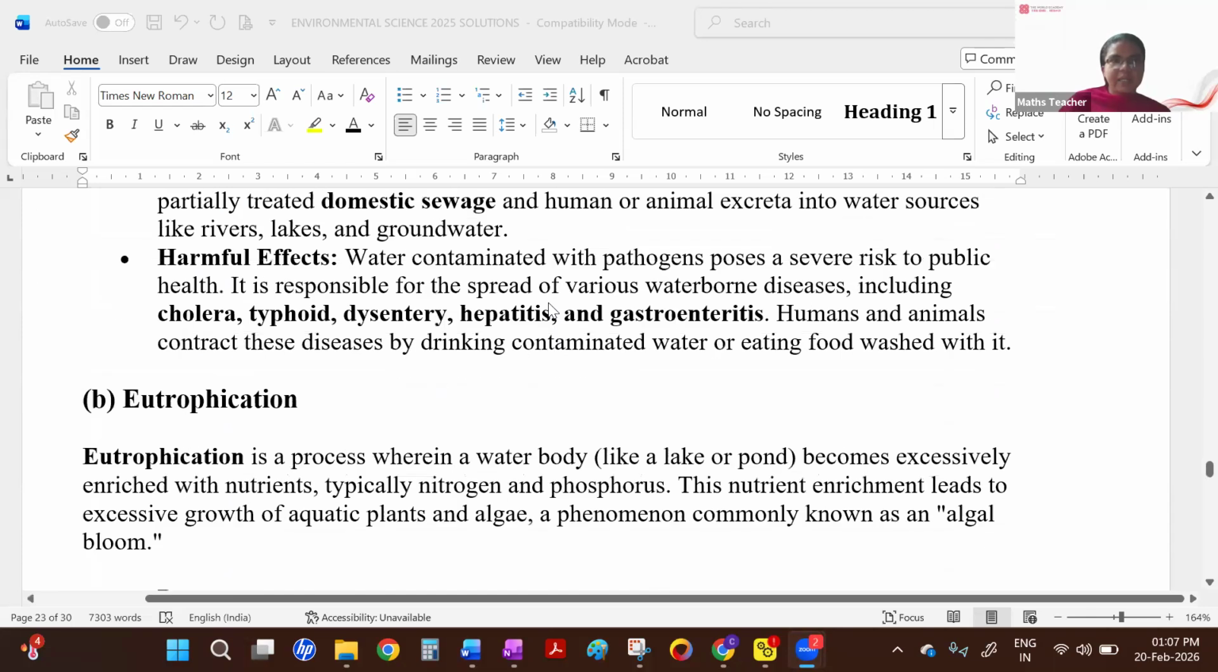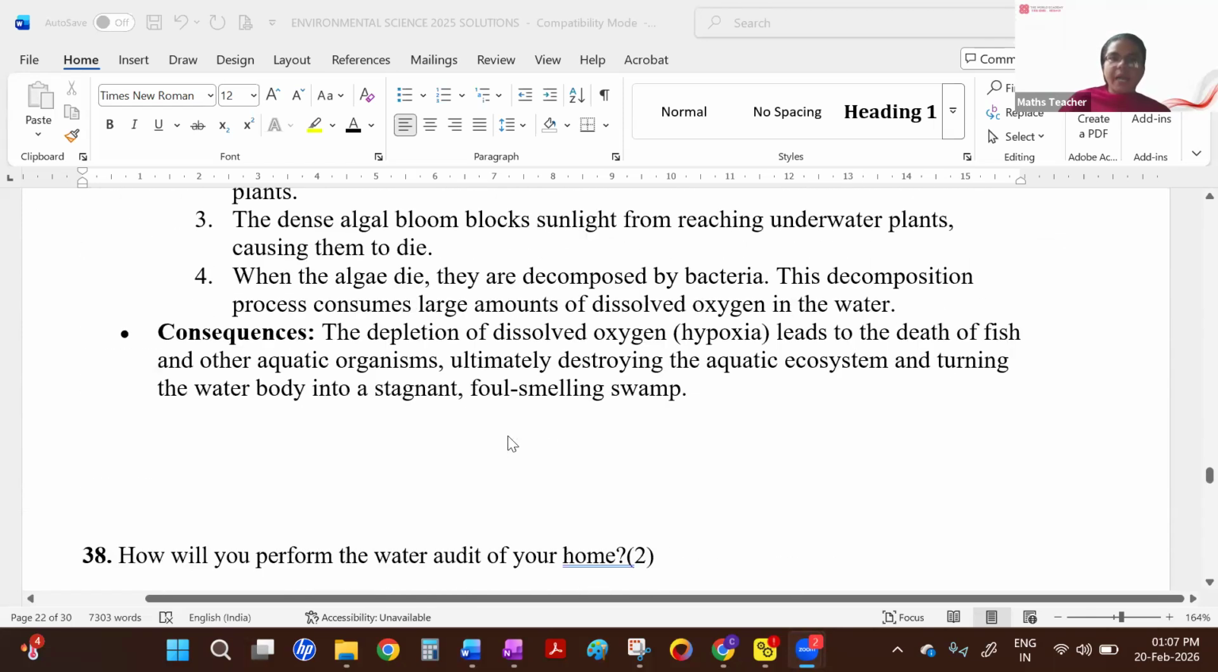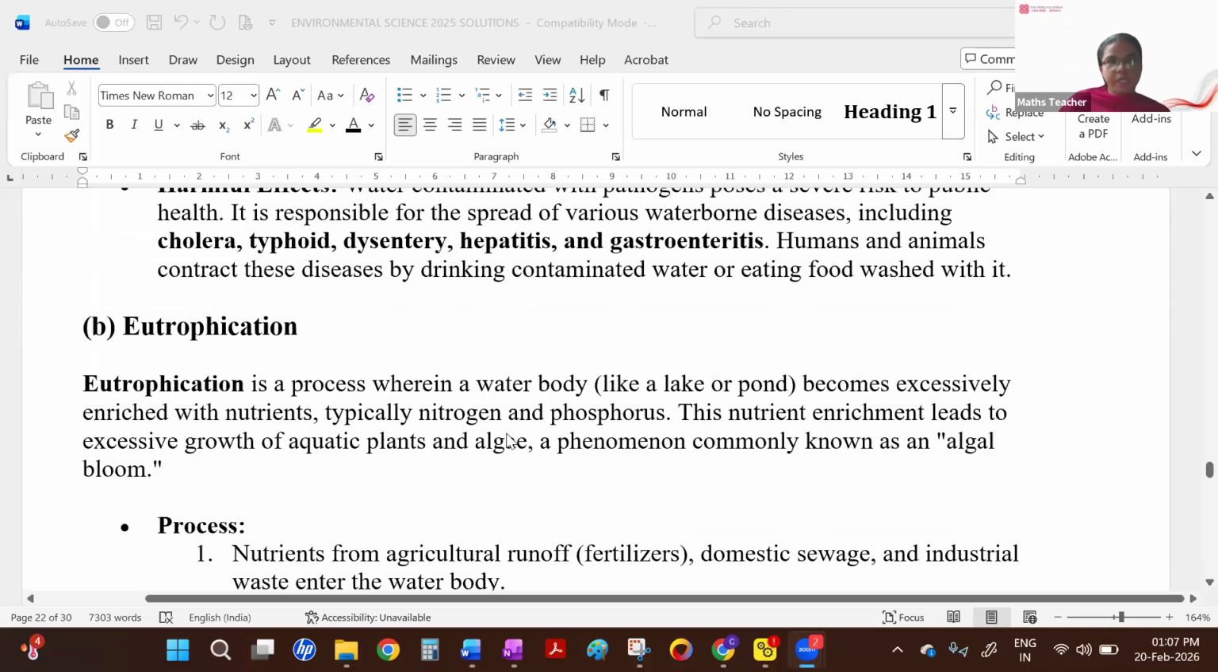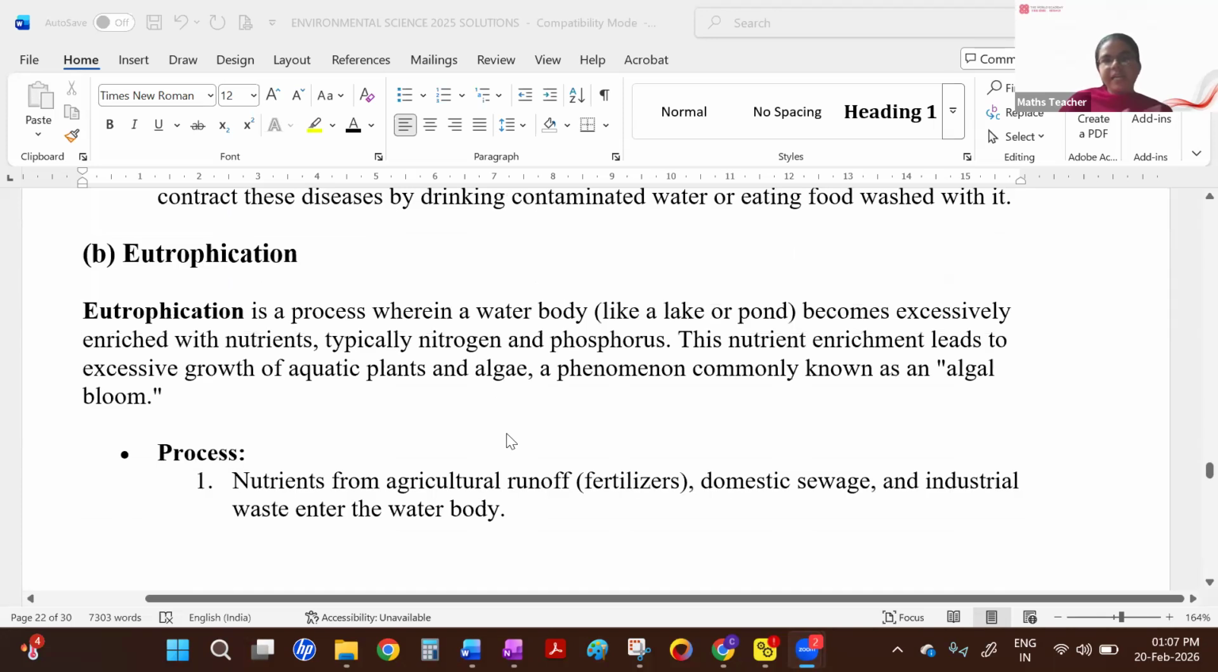So you can see that eutrophication is a harmful process, right? Uncontrolled addition of nutrients to the water bodies will severely damage the ecosystem of the water bodies.